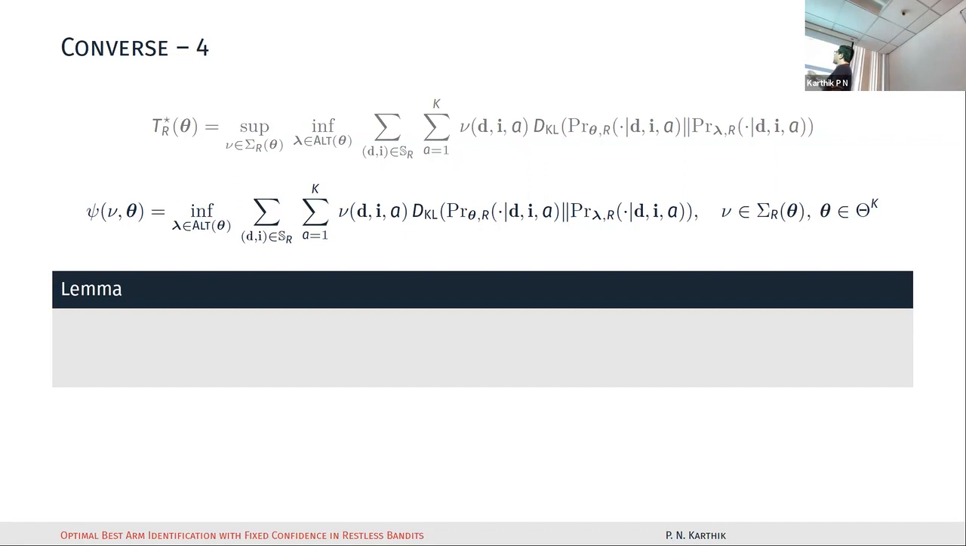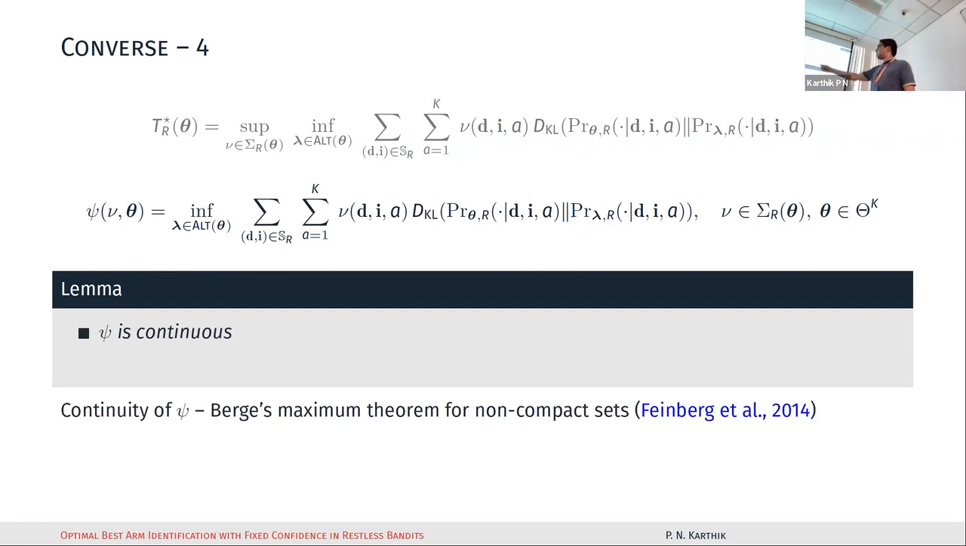So these are some technicalities. Essentially, if you look at this psi function, which I also showed in the IID setting, that psi function is actually continuous. The continuity of this psi function is easy to show in the IID setting, not so easy in this restless Markov setting, because there are powers of transition matrices which come into these expressions. In spite of that, we are still able to establish the continuity.